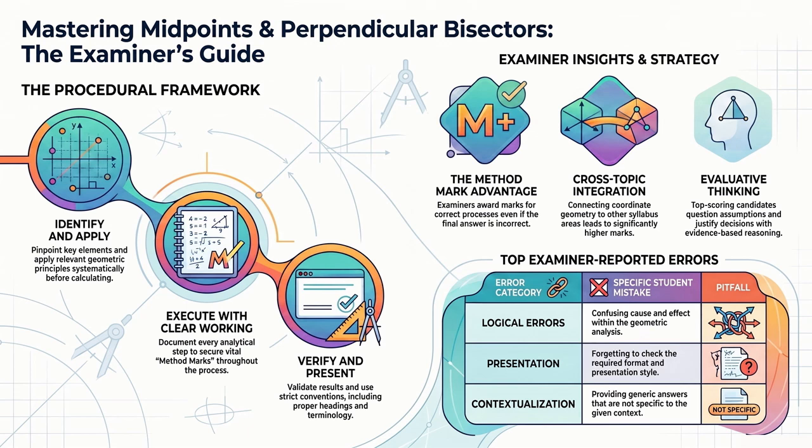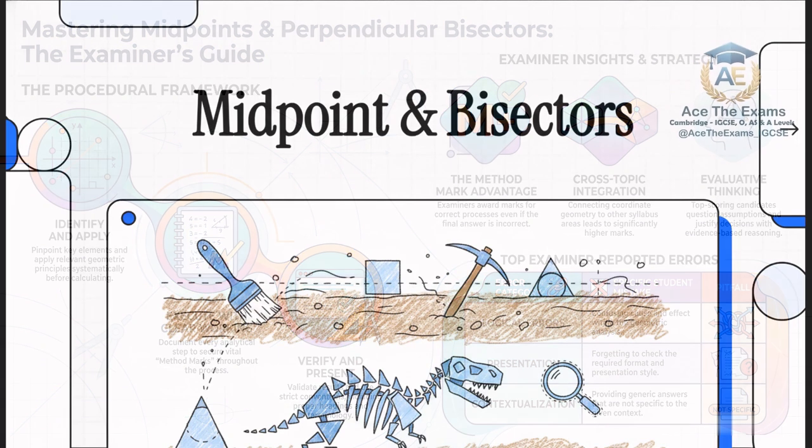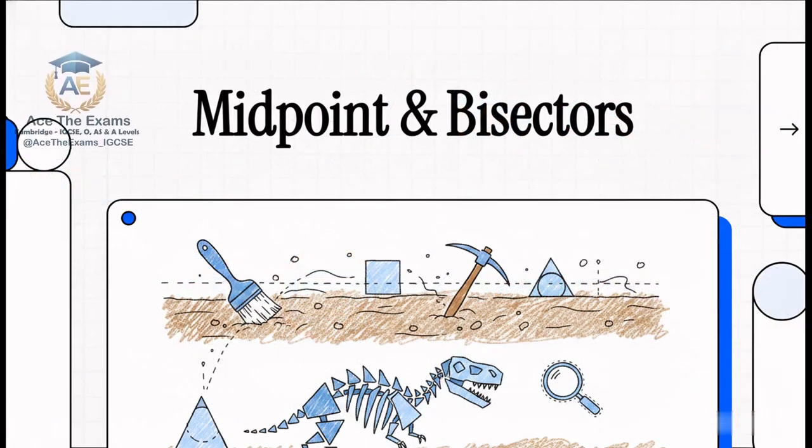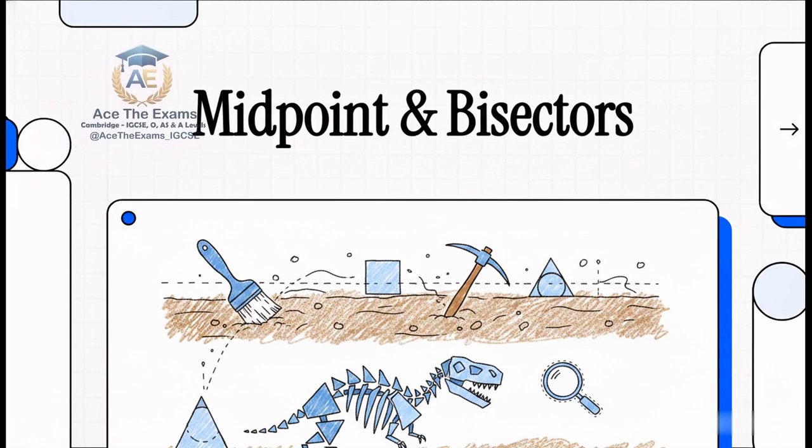Welcome to This Explainer. Today, we are tackling what is, without a doubt, one of the most notoriously misunderstood areas in the entire Cambridge 0606 additional mathematics syllabus. We're talking about solving those multi-layered, heavily weighted problems involving the midpoint, calculating the length of a line, and finding the exact equation of a perpendicular bisector.